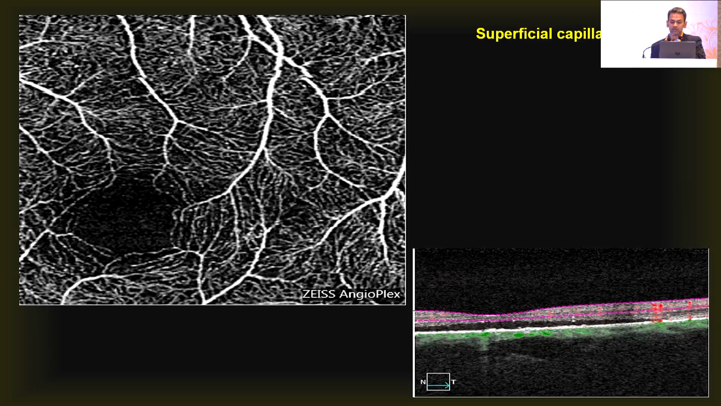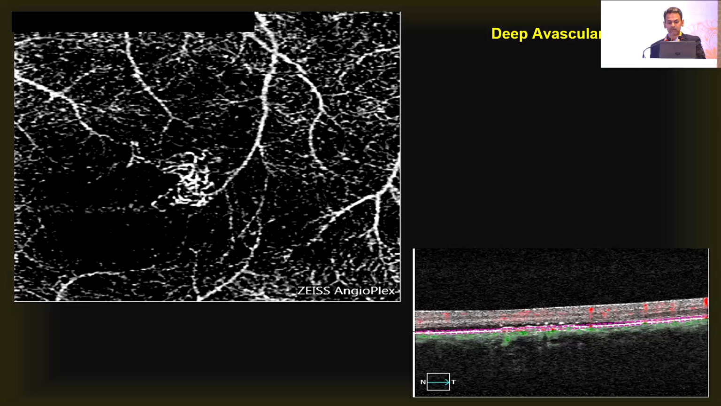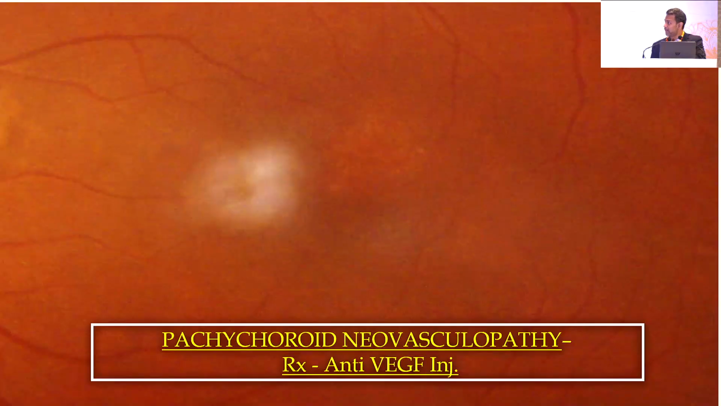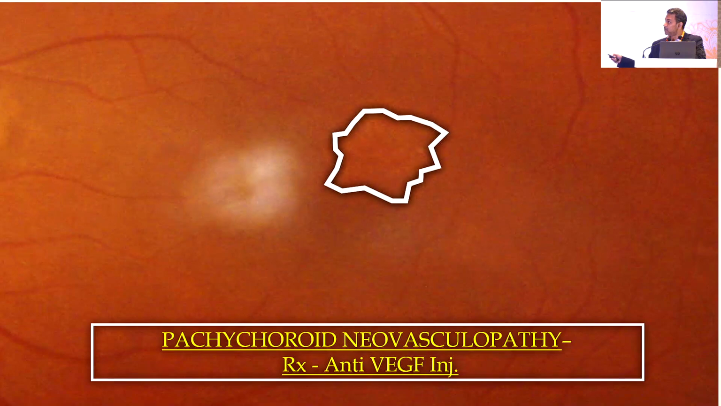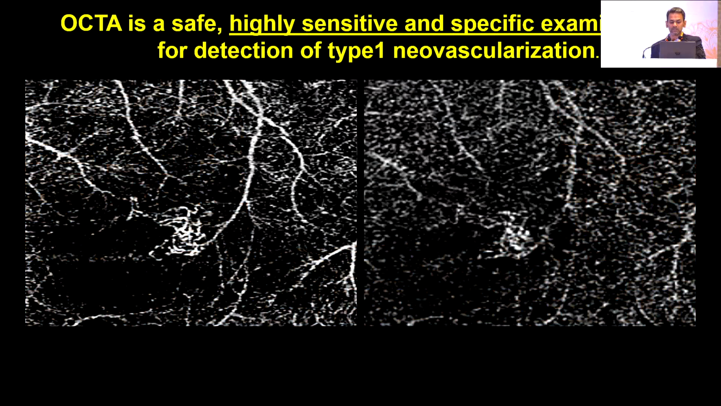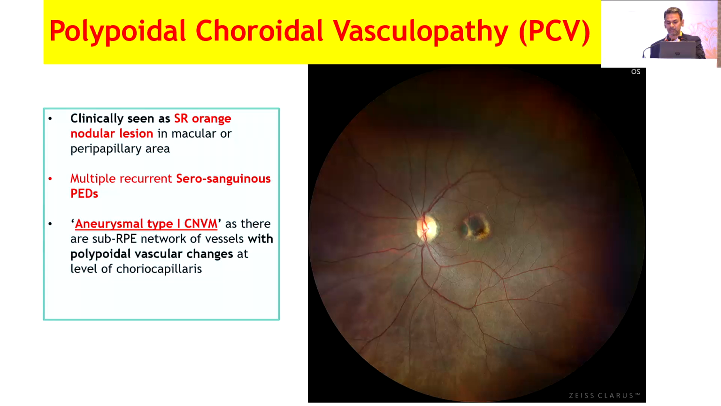So here the OCTA is very useful: superficial plexus normal, deep plexus normal. When you come to the avascular retina, you find this filamentous tangle network, and this overlies the flat irregular PED on the fundus. OCTA is very sensitive in picking up this network, because fluorescein and ICG angiography can miss this subtle neovascularization in the setting of pachyneovasculopathy.